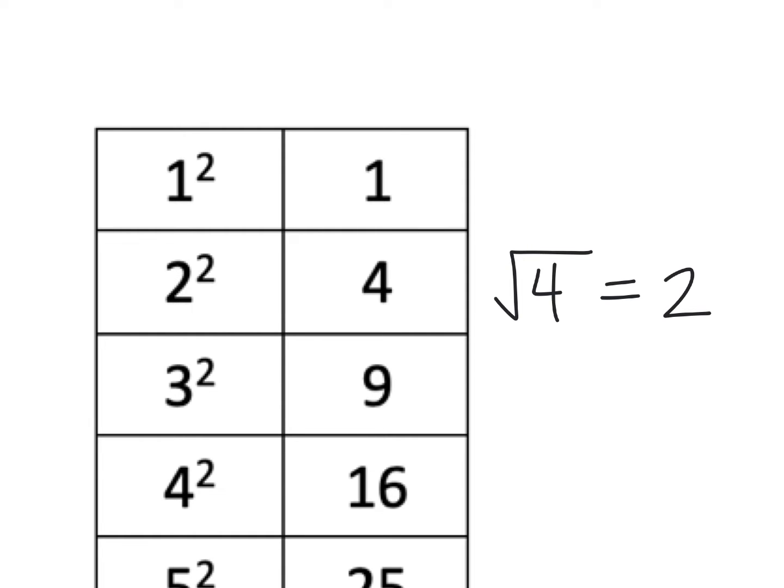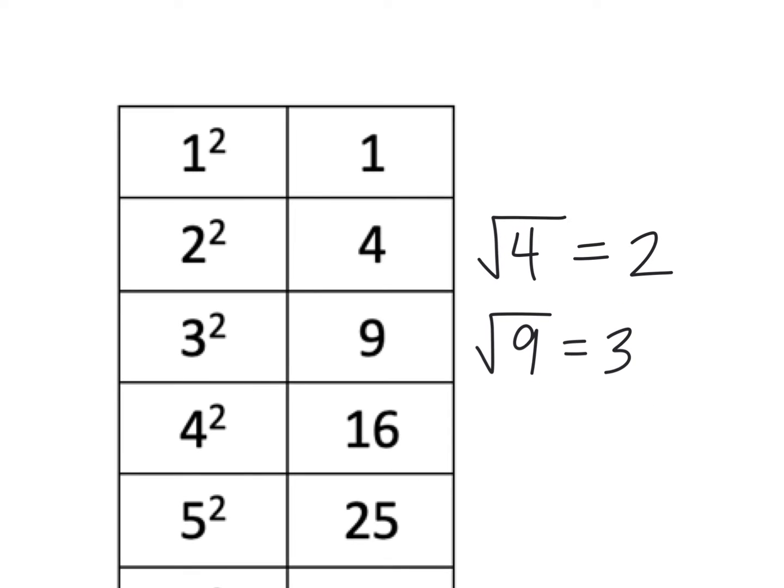Okay, 3 times 3 is 9, so what's the square root of 9? 3, you're with me. 4 times 4 is 16, so the square root of 16 is 4, and so on. Does that make sense? So to get a perfect square, you multiply two of the same number together. If you're going backwards and taking the square root, you're trying to figure out, okay, what is that number that just got multiplied by itself?